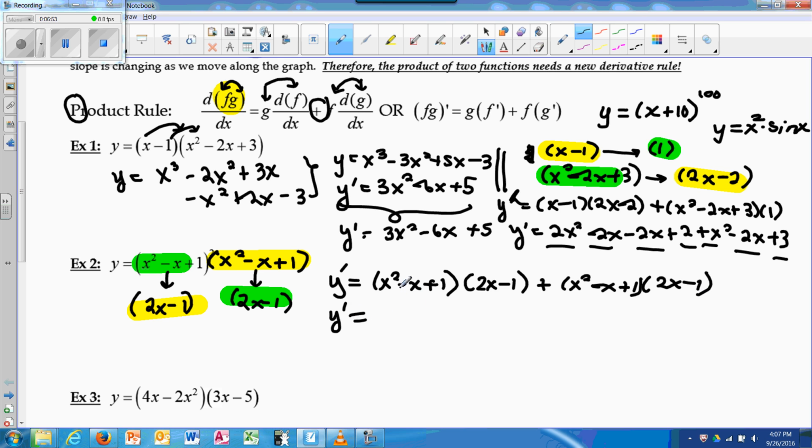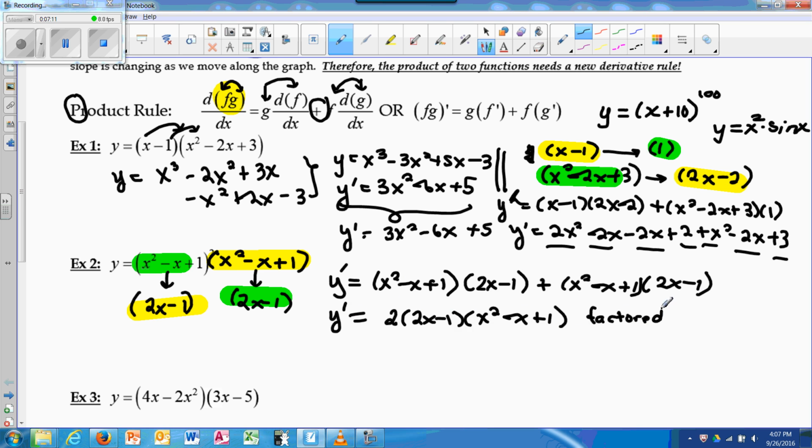What's nice about this method is I really don't have to distribute that at all. Both of these terms are identical. That means I really have 2 of the 2x minus 1 times x squared minus x plus 1.